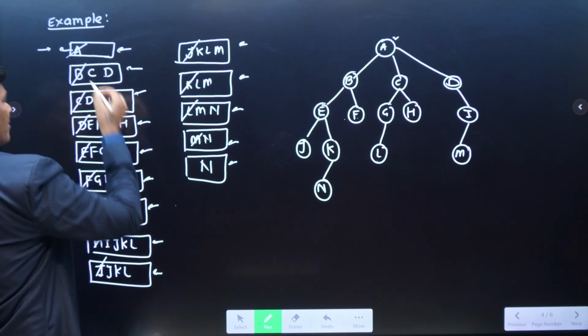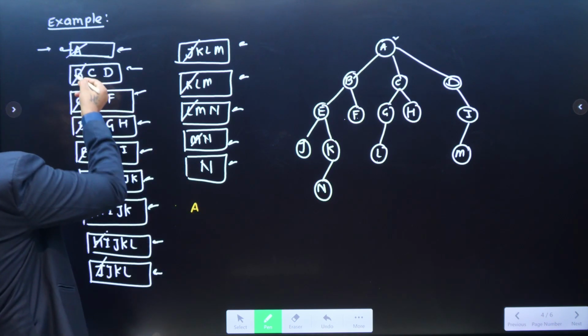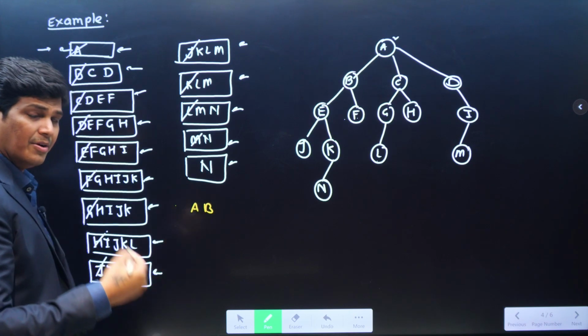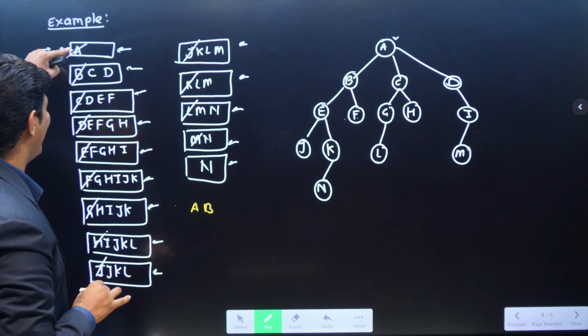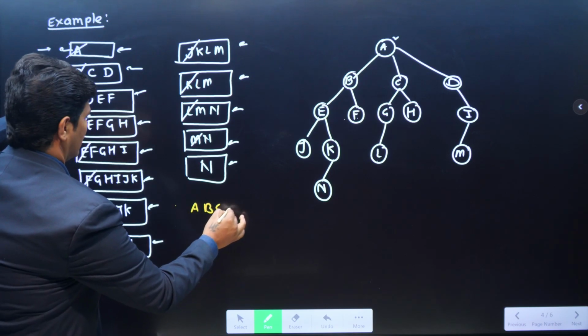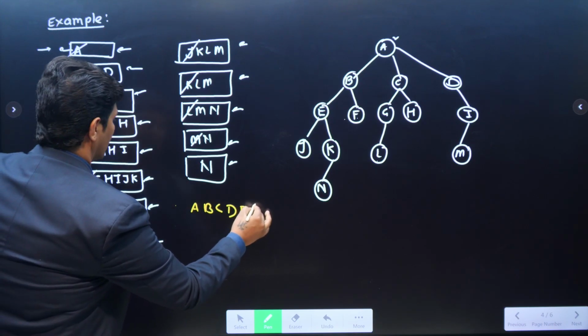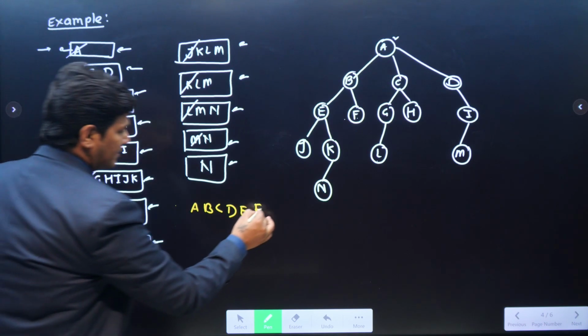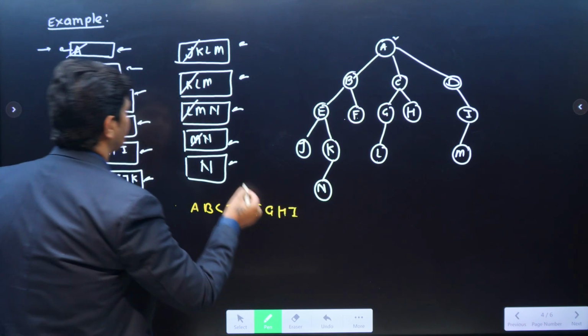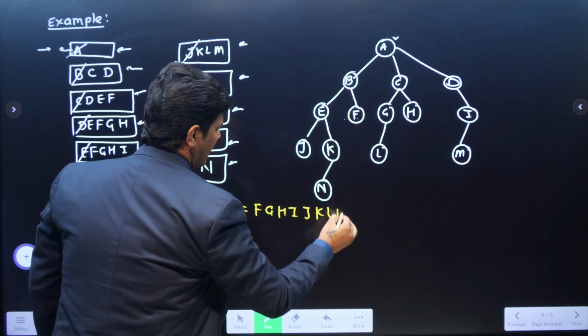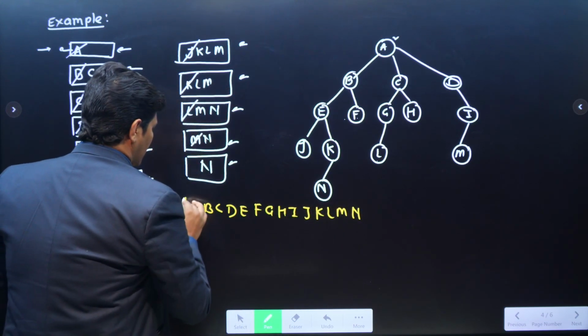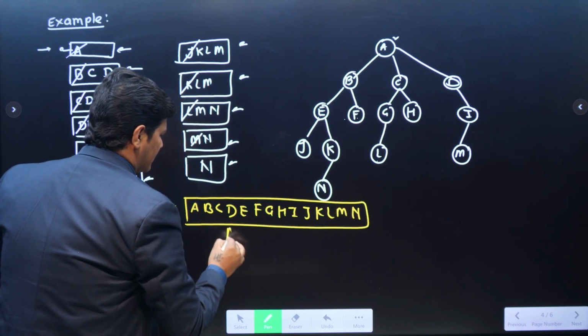So first of all, we have removed A. So the answer will be A. Next B. So whatever nodes you have removed, write those nodes in a sequential manner. So first A, then B, then C, D, E, F, G, H, I, J, K, L, M, N. So guys, this is the answer.